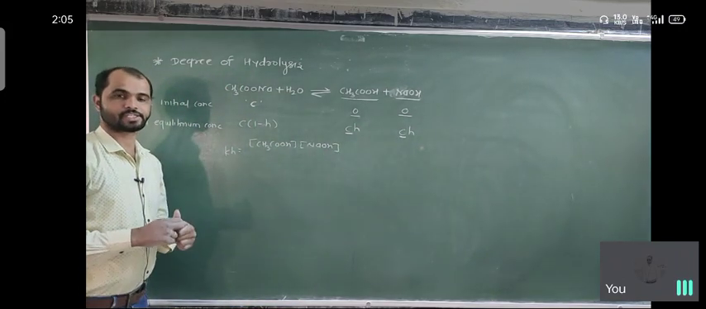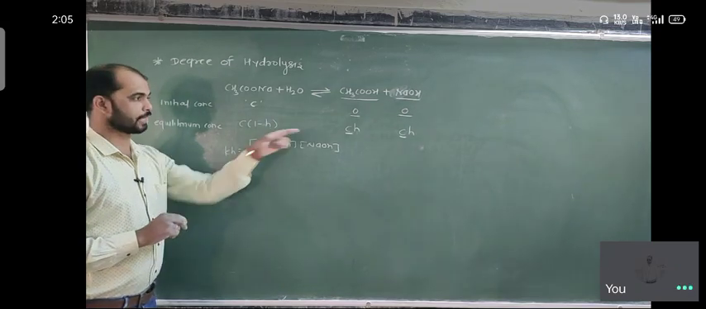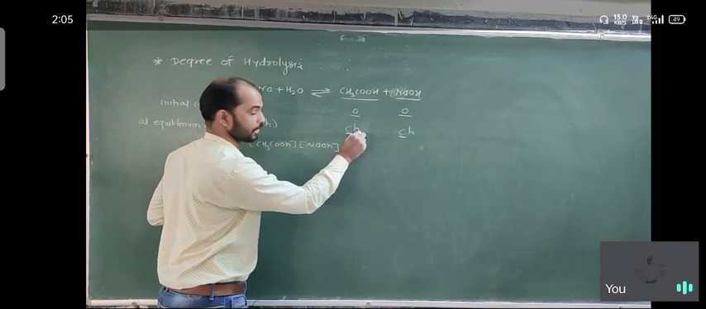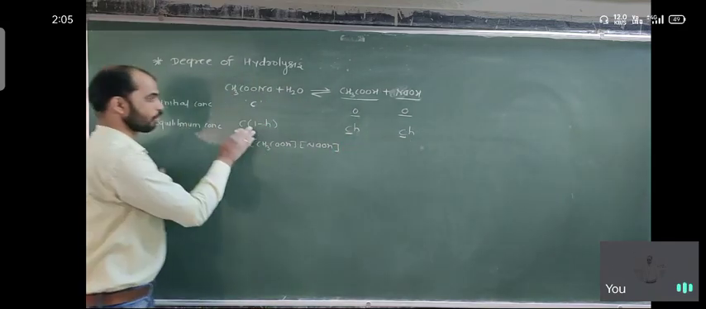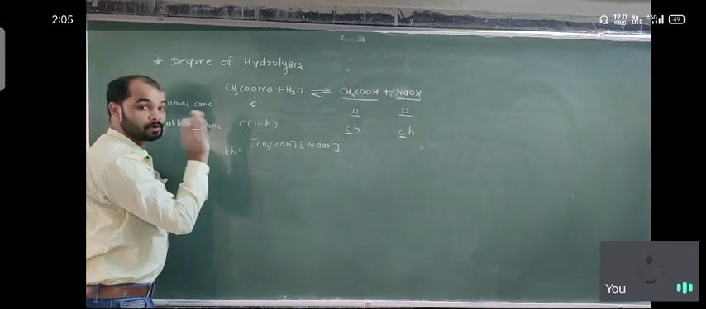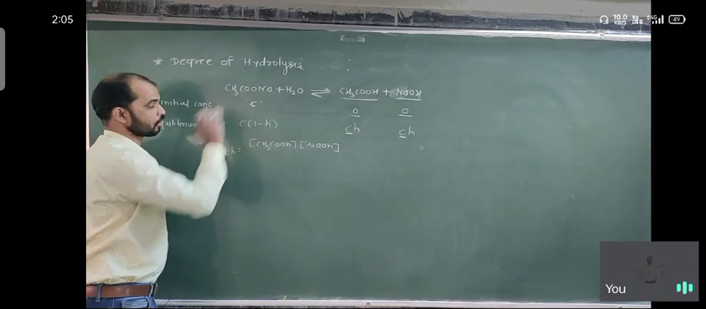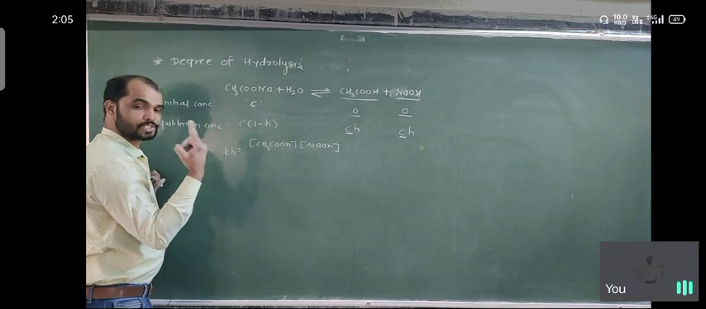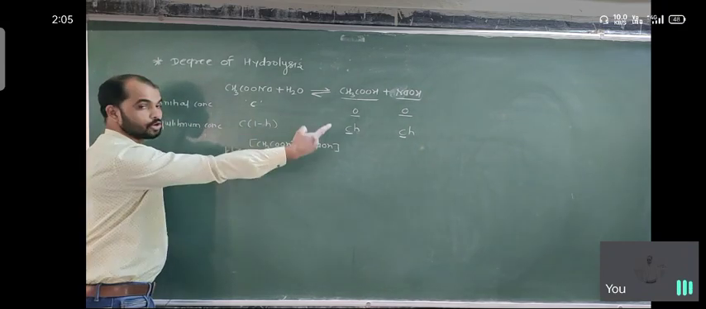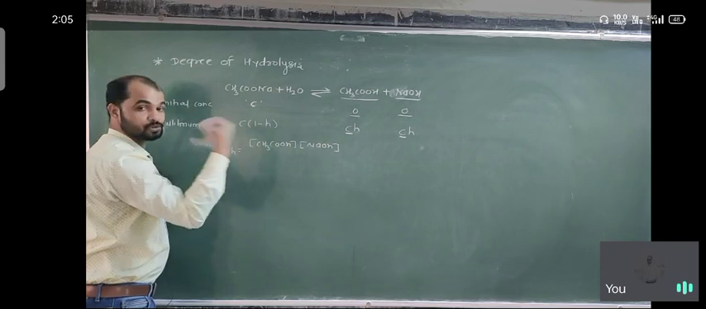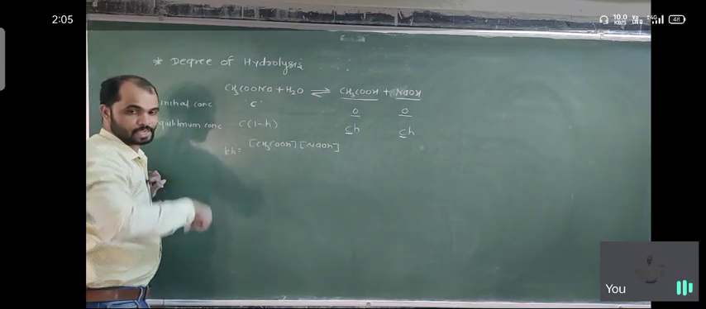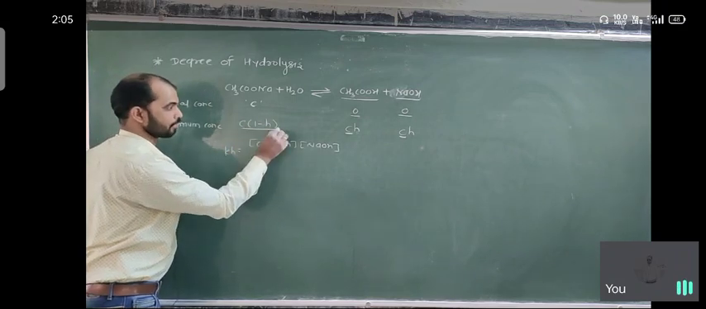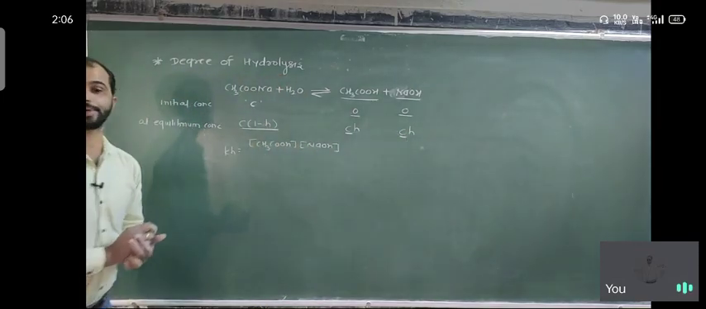Just as we consider alpha as the degree of ionization, here we have h, the degree of hydrolysis. So the acid and base each have concentration C into h, that is, Ch. What remains is the concentration of unhydrolyzed salt, which is C into 1 minus h. One mole is considered, h is the degree of hydrolysis, so 1 minus h is the remaining, which is unhydrolyzed salt. So we have these values at the equilibrium point.